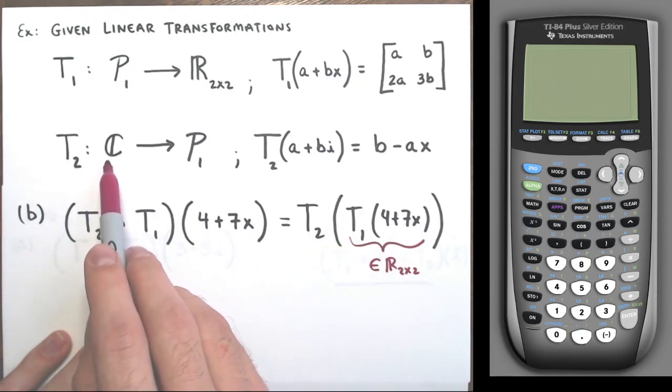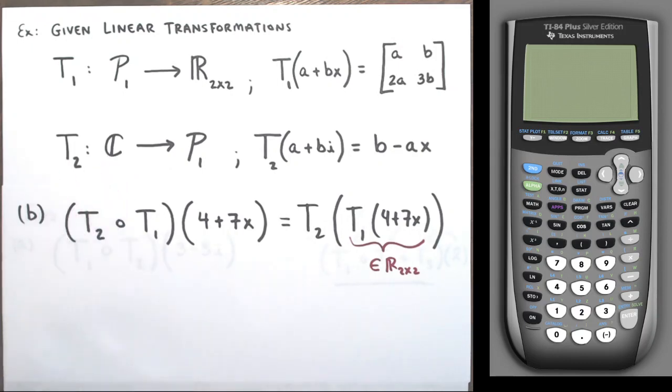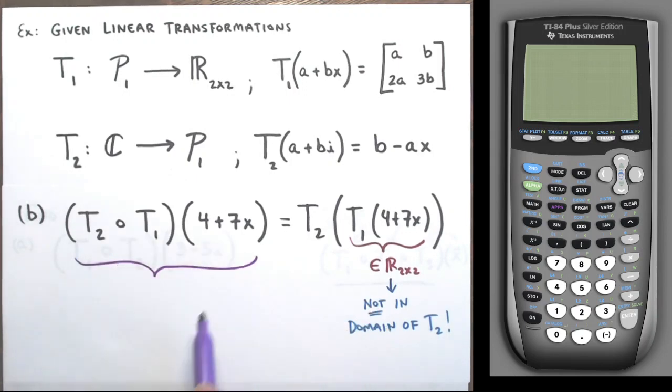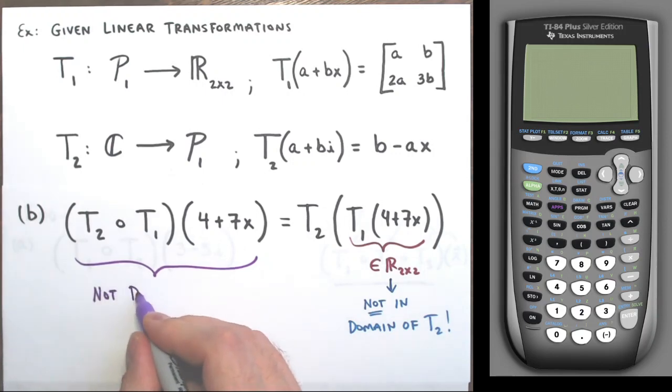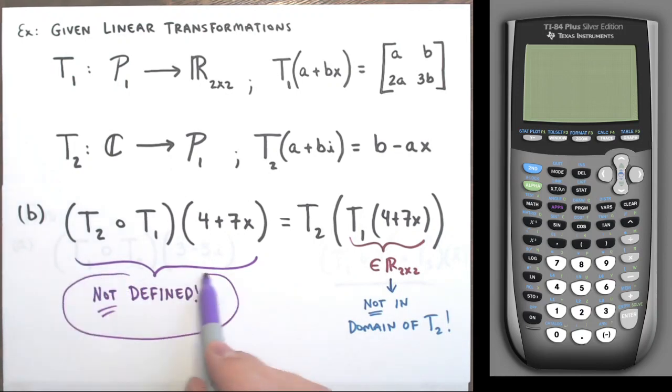No, I can't. Transformation 2's domain is the complex numbers, not a set of 2 by 2 matrices. So whatever T1 of 4 plus 7x is, it is not in the domain of T2. So I cannot keep going. Therefore, all I would need to say is that what I'm being asked for, T2 composed with T1 at 4 plus 7x, is not defined, or not well defined. Not defined, and I am done. There's nothing to do there.